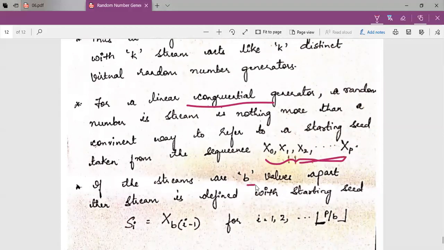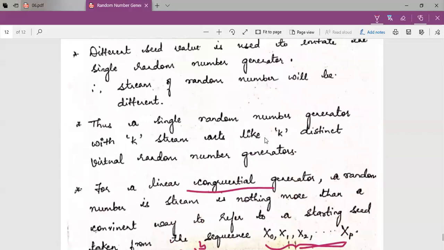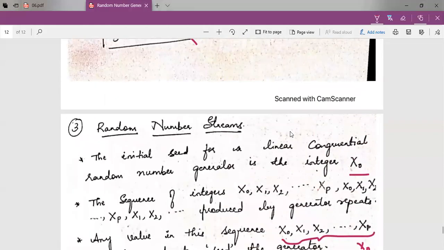If the streams are b apart, it is 2 to the power of b. Always the m value will be chosen with respect to 2 to the power of b. So if the streams are b values apart, then the stream is defined with the starting seed. So this is the starting state, s_i equals x_{b(i-1)} for i equals 1, 2 and so on, up to p divided by b, where p stands for period. So this will be my first seed value when i equals 1, then i equals 2, the next seed value, i equals 3, the next seed value. So each time we can select a different seed value for generating the random numbers. So this is all about random number streams.